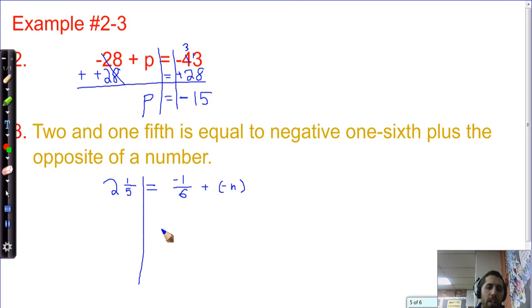Well, of course, we're going to draw the scales of justice. The second step is we're going to locate the variable. Our variable is n, and we need to undo what's been done. The first thing that's been done is negative 1/6 has been added. How can you get rid of negative 1/6? Well, with a positive 1/6. We can add 1/6 to both sides.